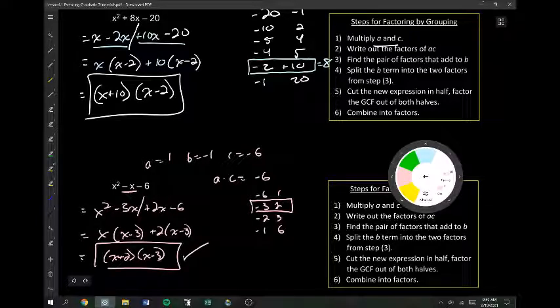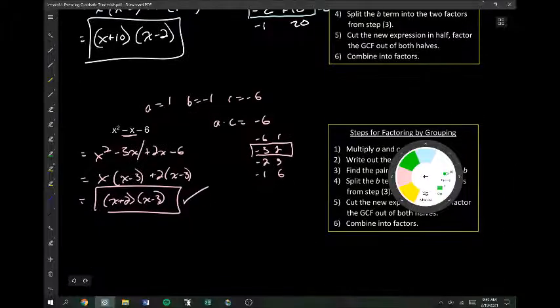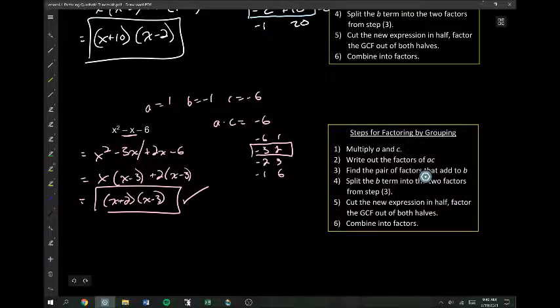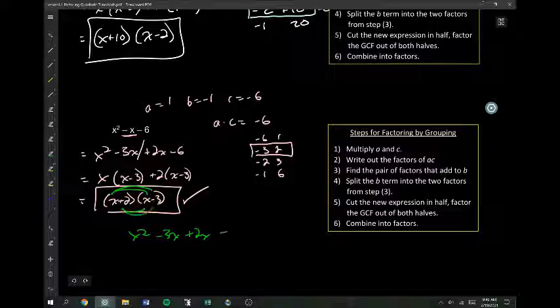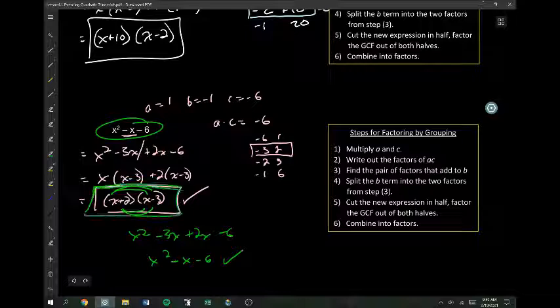Sick. Remember, we can check. I've been just writing check because I've been doing the check in my head really fast, and that's silly of me. We can actually do the check by redistributing. X times x is x squared. X times negative 3 is negative 3x. 2 times x is 2x, and 2 times negative 6 is negative 6. Put all that together, and you get x squared minus x minus 6, which is what we started with. So there's our check, and there's our factored form.